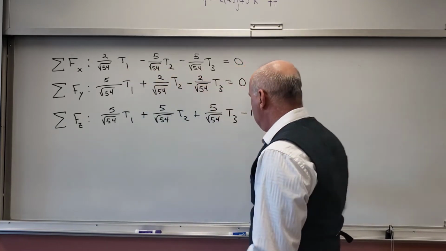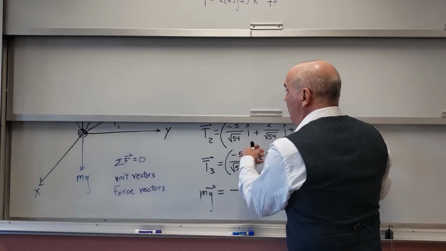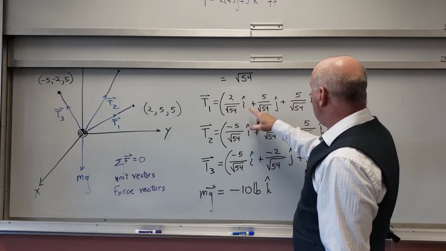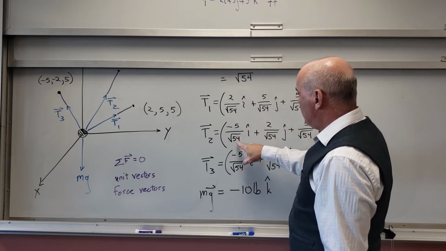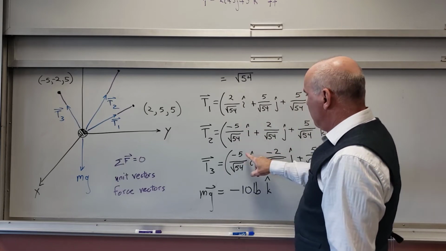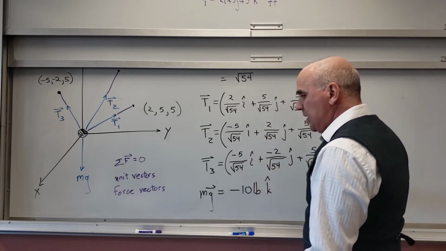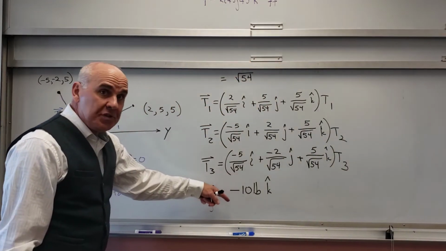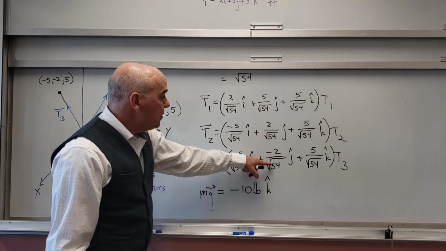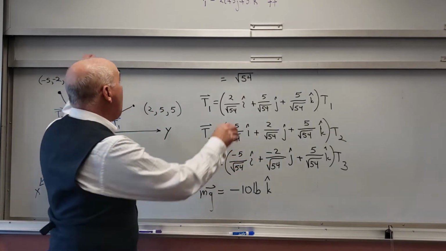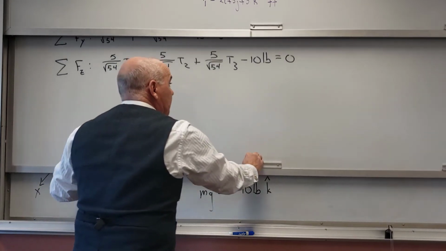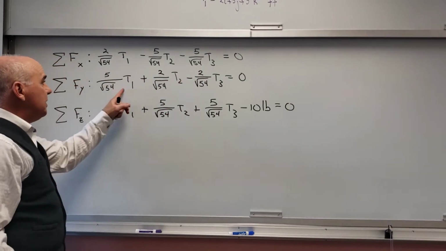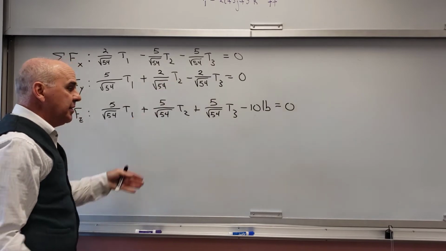T1, T2, T3 respectively. If I go back, here's T1, 2 over radical 54, T1. Minus 5 over radical 54, T2. Minus 5 over radical 54, T3, right? So that's all of the x forces. 5, 2, negative 2 for the y forces. What do you see? 5, 2, negative 2, T1, T2, T3 respectively, right?